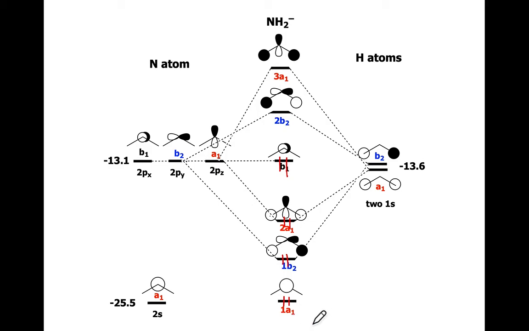So here are our 2 lone pairs that would be in the Lewis structure, one of them being mostly the 2s orbital on nitrogen, the other being this unused 2px orbital on the nitrogen, and then here are our 2 bonds. Okay, one of our bonds is represented here, our other bond is represented there.